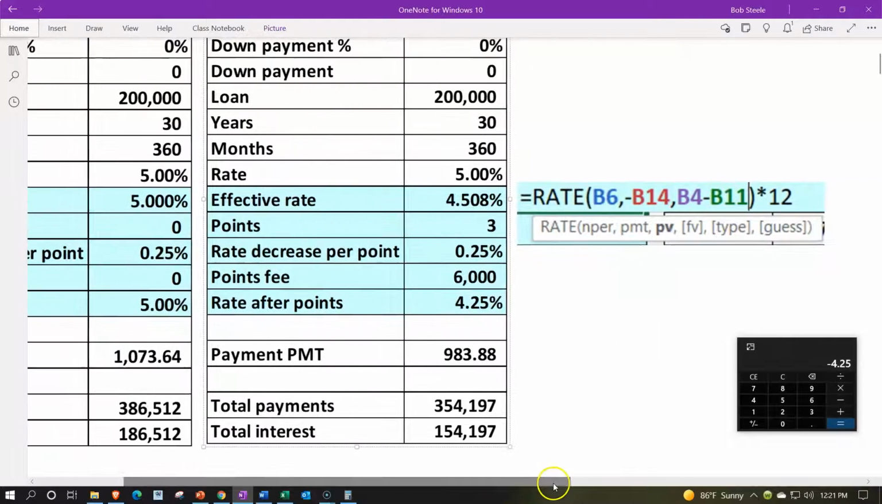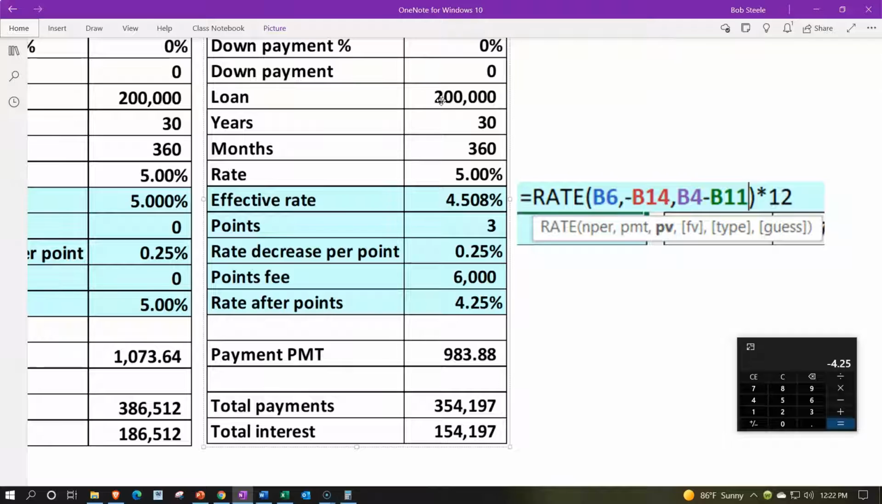Effective rate would be calculated with this formula on the right, which would be equal to the rate, where the number of periods, which would be 360, is the first argument, and then we have the payment, which would be the negative of the payment, here the 983.88, comma, we have the present value, which is the little twist that comes into play here. It's not simply going to be the 200,000, but rather the 200,000 minus the upfront cost of the 6,000, because you could think of it basically as we received 200,000 from the loan that we then used to buy the home.